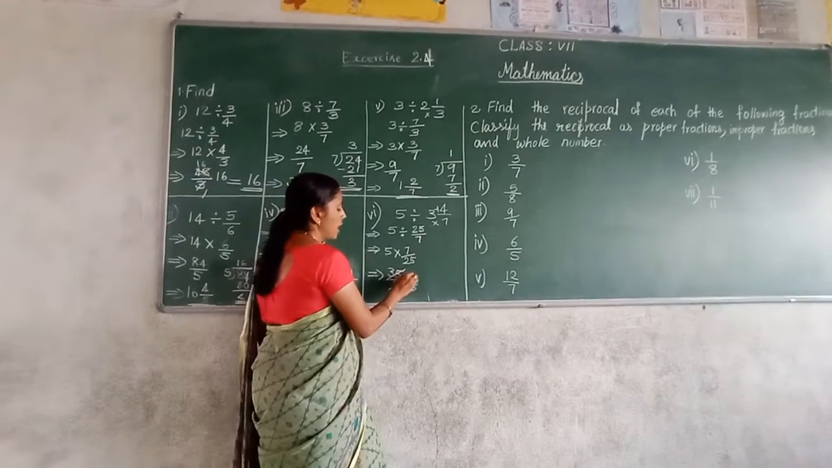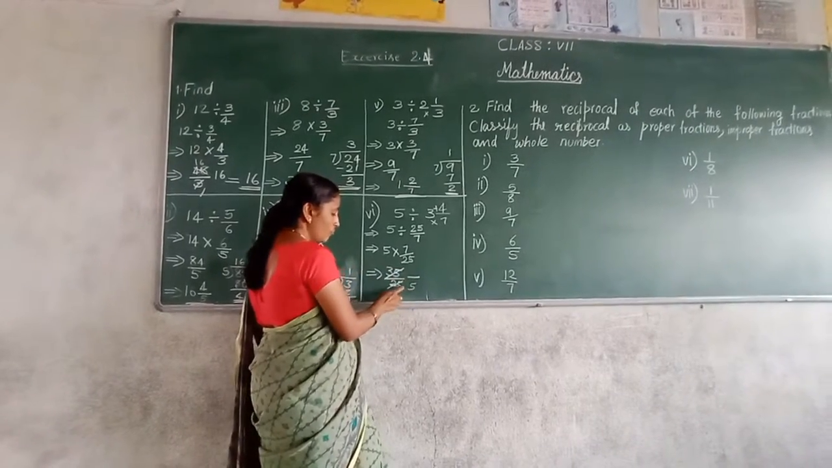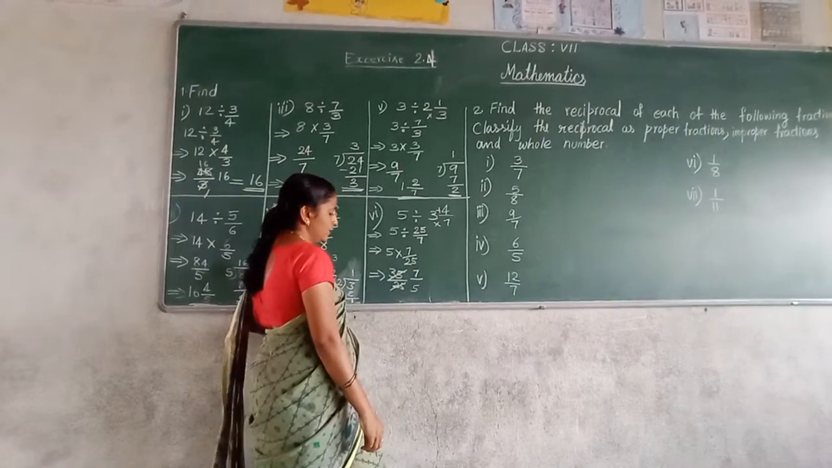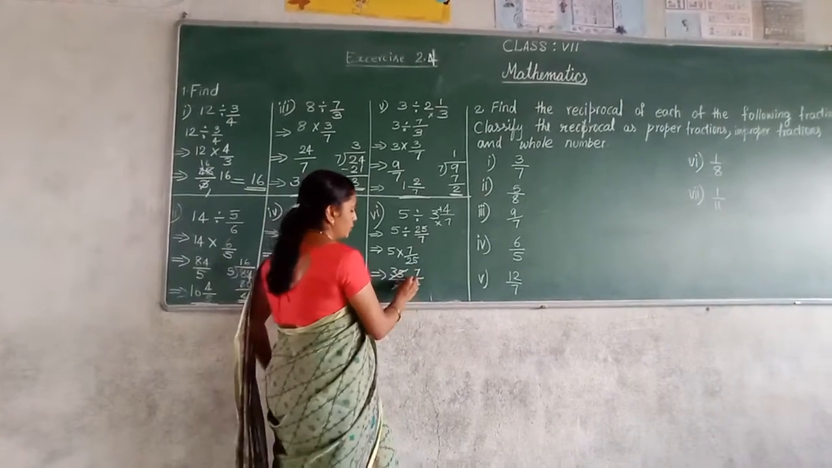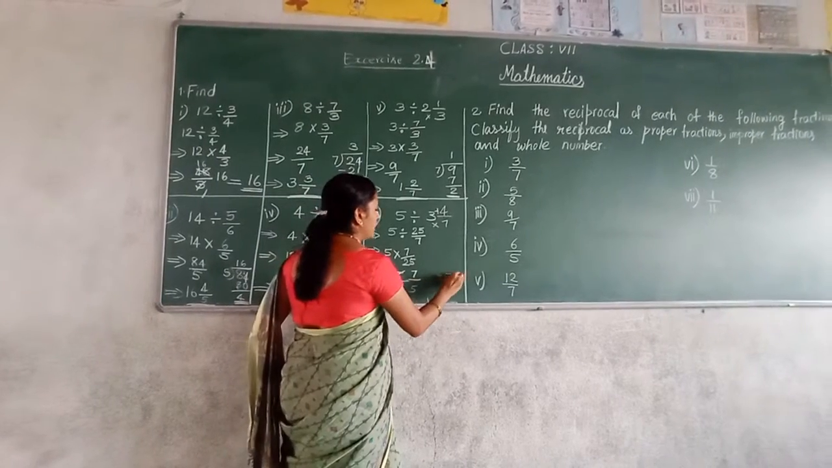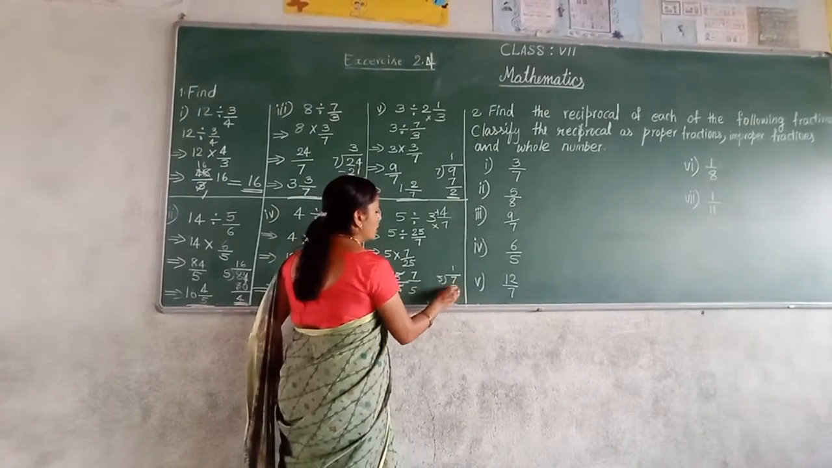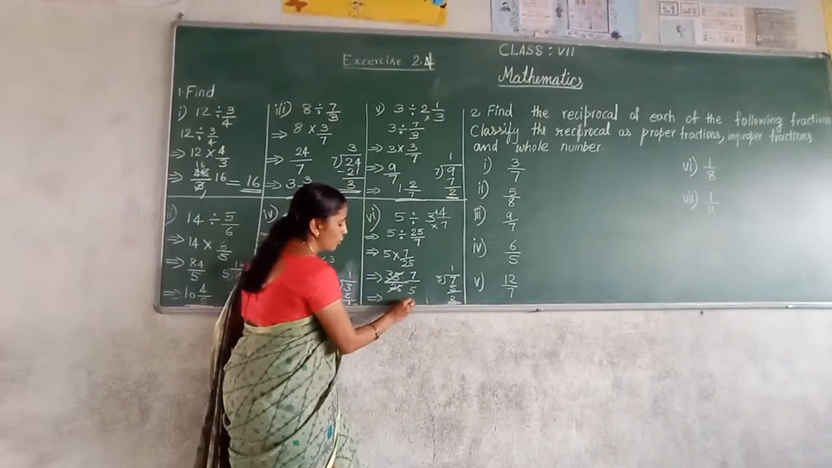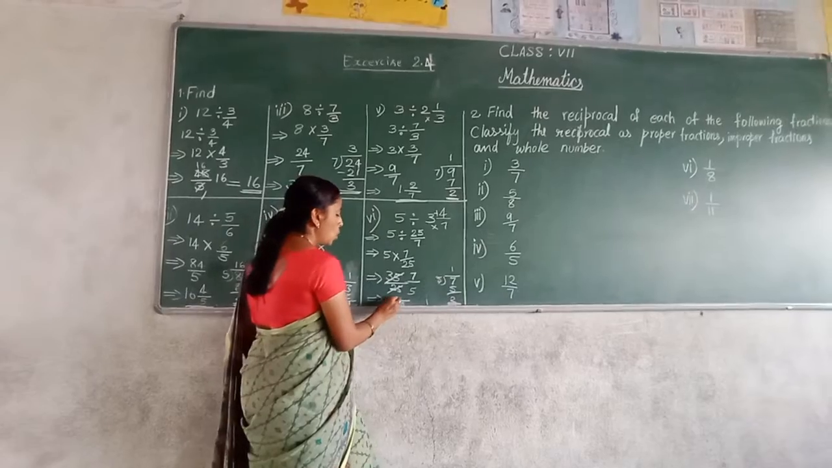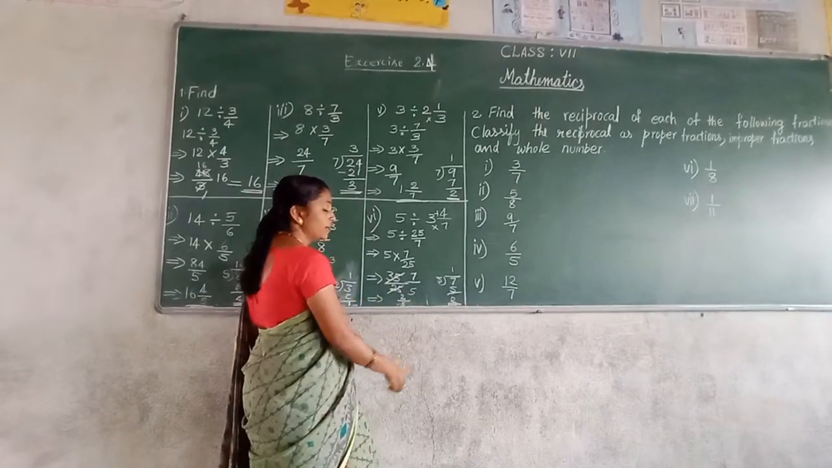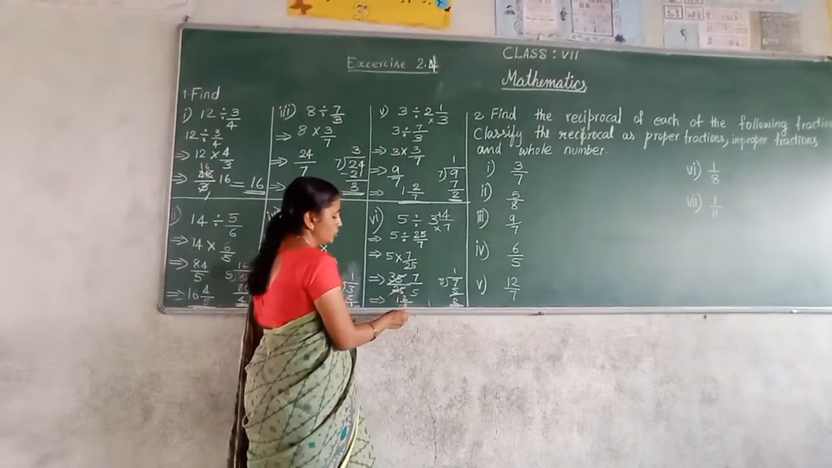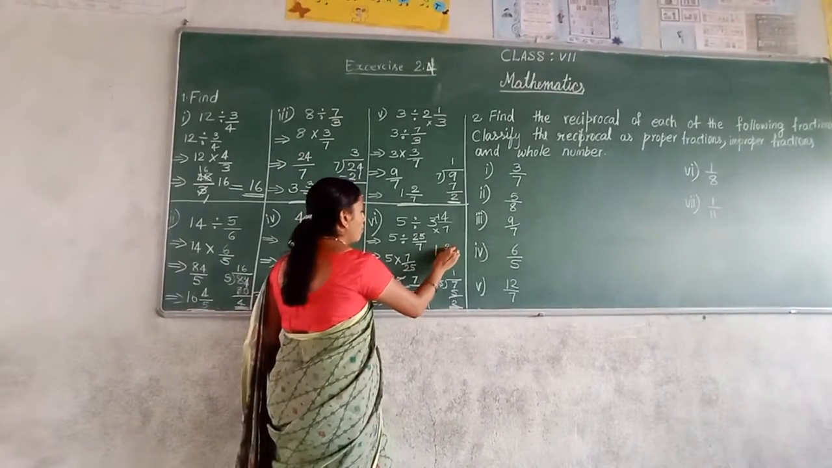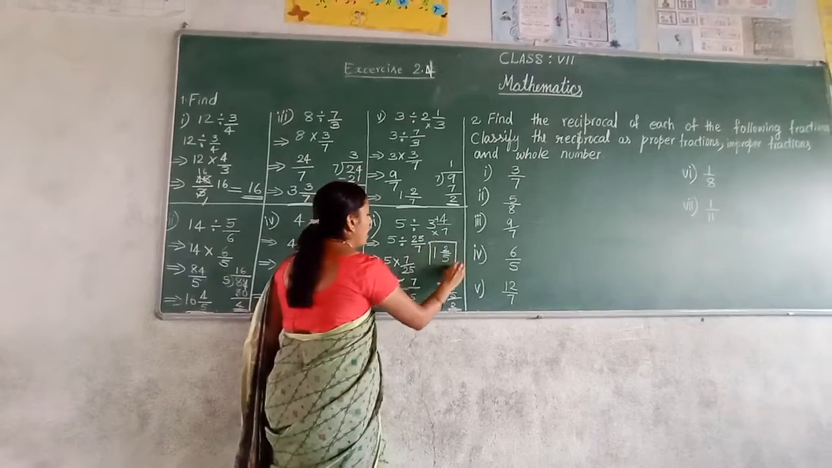7 5s are 35, 5 5s are 25, 5 7s are 35. Then can you still bring it to the simplest form? It is an improper fraction. We can write it in the form of a mixed fraction. So 5 1s are 5, I will get remainder 2. The denominator never changes, 5. 2 is the remainder, it becomes the numerator. 1 is the quotient. So the answer is 1 2 upon 5.